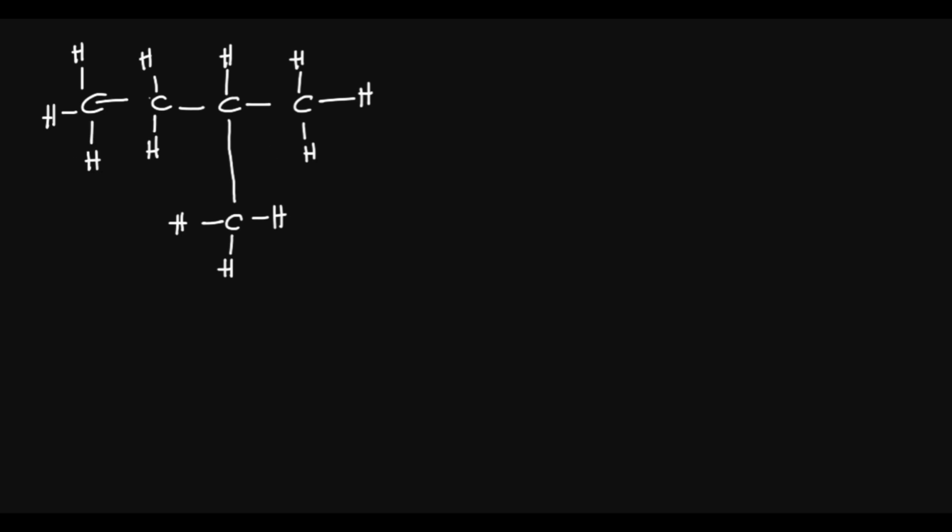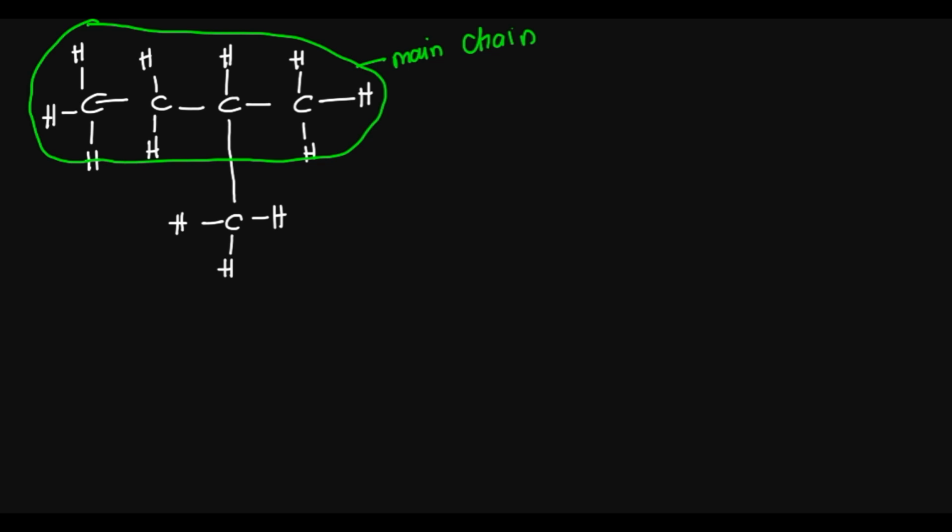Okay, so we need to identify the main chain, and we need to also look at the branched one. So from the diagram, this is our main chain, because we can see we have 4 carbons here. So we'll have the main chain here. Then for this one, this is our branch, since we only have 1 carbon. Okay, so now after we are done with this, what is our first step?